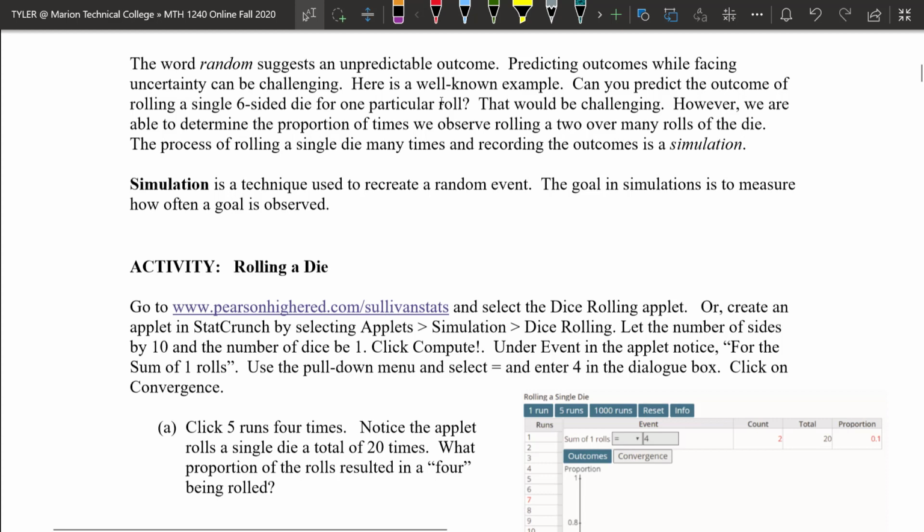The process of rolling a single die many times and recording the outcomes is a simulation, right? A simulation is a technique that we're going to use to recreate a random event. The goal in simulations is to measure how often a goal is observed. We could do a simulation on a computer, or you could do it in person. For example, if I wanted to roll a die, I could roll a die 1,000 times on my own, or I could use a computer to simulate that.